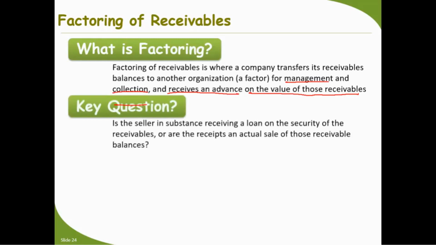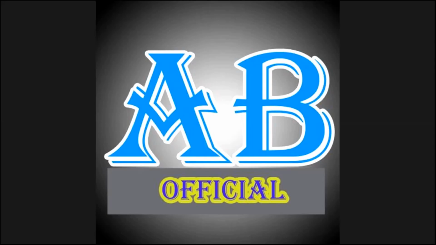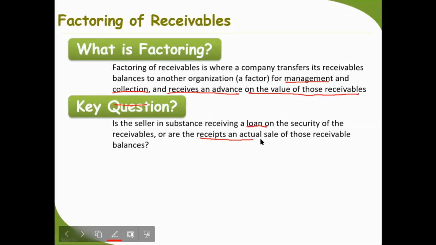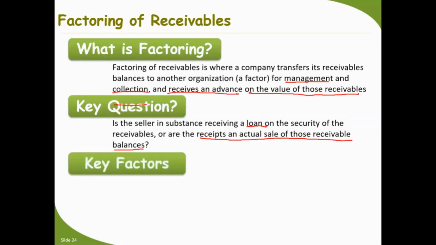Then what is the key question? Key question is, have you actually sold your receivables? This is an important point. What is the criteria? Whether the loan which you have received in advance will be treated as your loan, or it will be treated as a sale of your receivables. The key factor is whether risk is transferred to them or not. Who is bearing the risk of default from the client and slow payments?